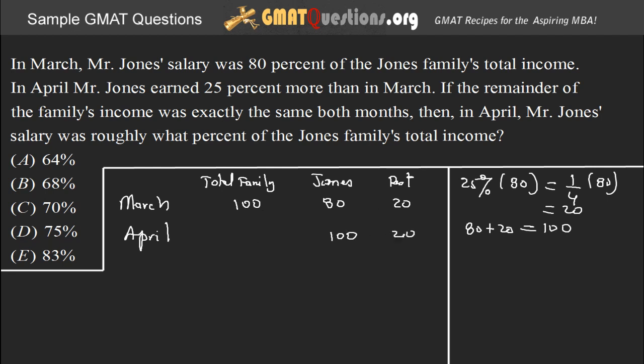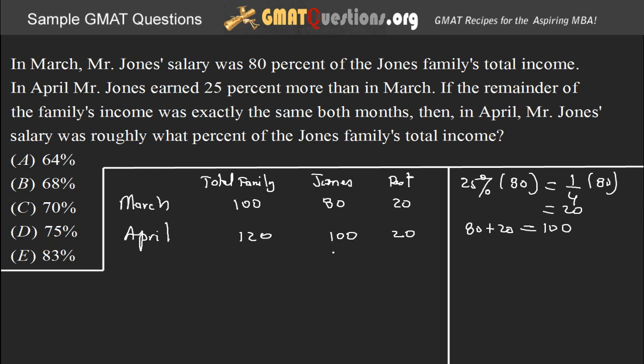It has not changed. Now, watch out. Even though the rest of the family's income has not changed, the total family income must have changed as a result of Jones' salary having changed. So the total family income is going to have to be 100 plus 20. I hope you'll agree. So we have here now 120. Great. So we want to know now what percent of the Jones family's total income is Jones' salary. And again, this is in April.